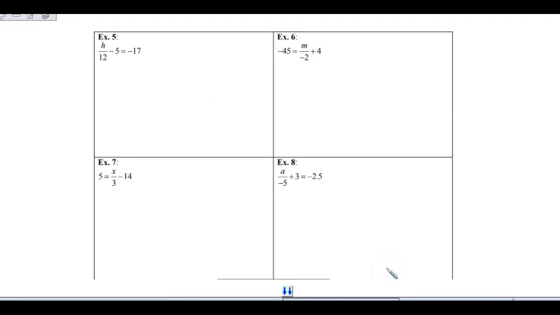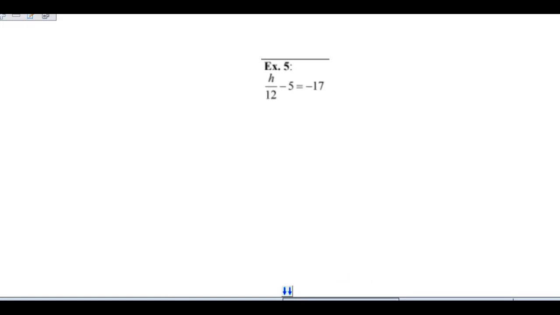Here are 4 more examples, and with these I have subtraction and division. When I'm doing these, they're going to be done very similar to the ones we already did, but just keeping in mind that some are subtraction, some are addition, some are multiplication, some are division. So we need to pay very close attention to which ones we do first. For example 5, I have h divided by 12 minus 5 equals negative 17, and I want to solve for h. I see the 12 needs to move and the 5 needs to move. Knowing that I should add or subtract first, which number should I move first?